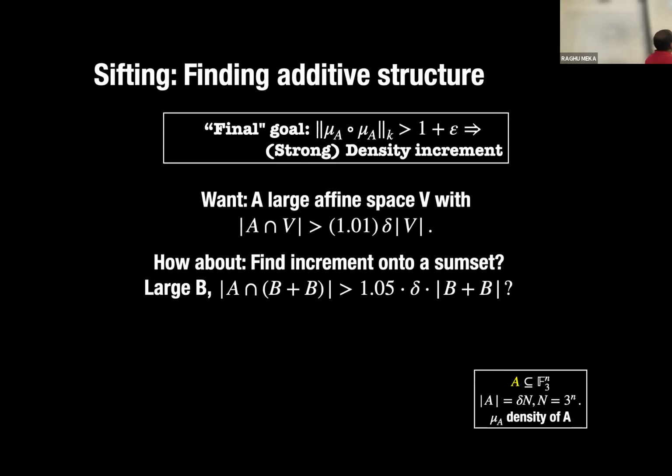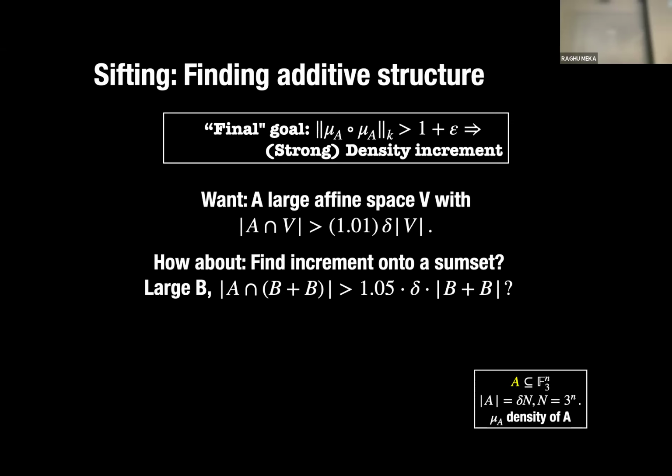So we're going to relax this problem. Finding density increment onto a subspace seems very difficult, since subspaces are very, very structured sets. So let me do something seemingly in between, or much easier: find an increment onto a sum set. What is a sum set? A sum set is just a set which can be written as the sum of two separate sets. I can find a large B such that A intersection B plus B has density much bigger than the overall density of A, like 1.05 times W.